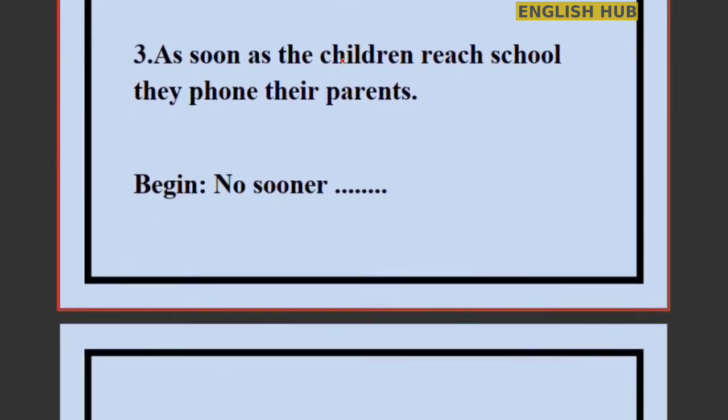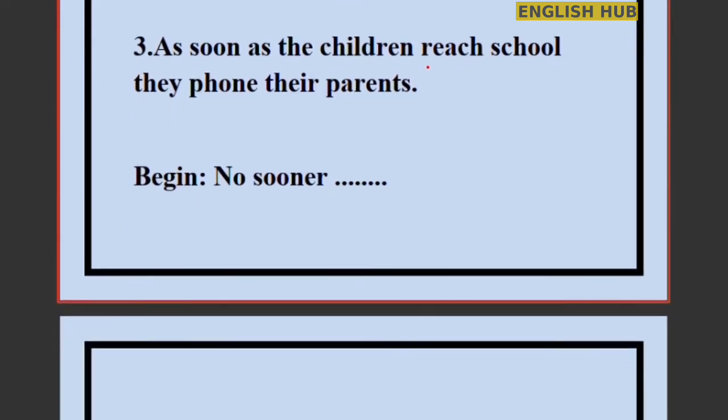Let's move to the third sentence. As soon as the children reach school, they phone their parents. What tense? First check the tense. So first the tense is in the present form. So what are the two kinds you can use over here as a helping verb? Do or does. But you have to use do over here because see the noun, it is plural. So with plural we can use in the present form only do.